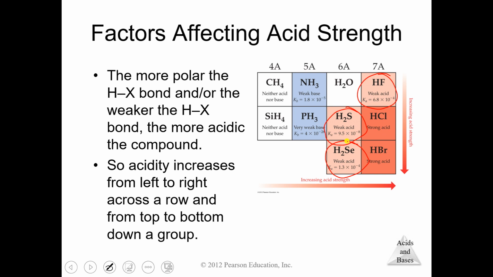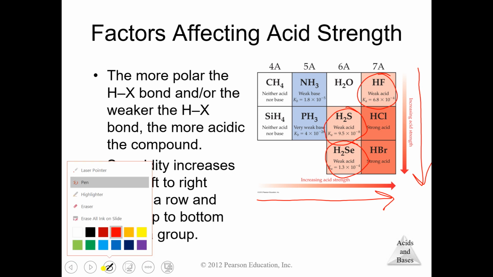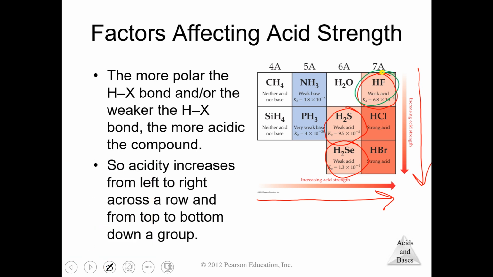Okay, so generically speaking, we can say that acidity or the strength of an acid increases as you go left to right and top to bottom. All right, if you think about that and you think about comparing HF, HCl, and HBr, HF is exponentially smaller than, for example, HBr. That's because fluorine is very small and bromine is very large. Fluorine also has a huge electronegativity. It's 4.0 on our chart.